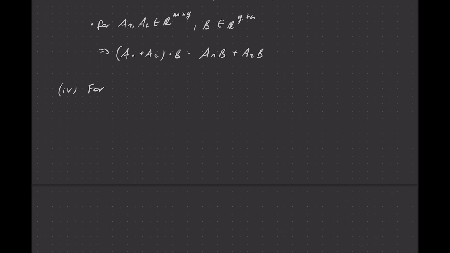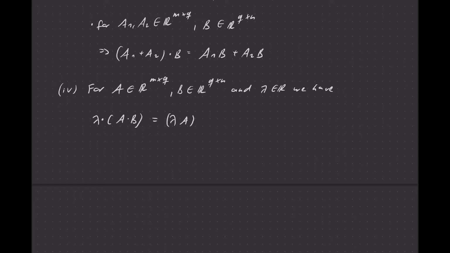Well, if I multiply two matrices, let's call them A and B, so I have A in R^(m by q), and B in R^(q by n). And let's take a scalar, lambda in R. For that setup, we could multiply lambda with the product of A and B. And what I want is this multiplication does the same thing as multiplying lambda with A first, and then multiplying the result by B. And that in turn should do the same thing as multiplying A with lambda times B.